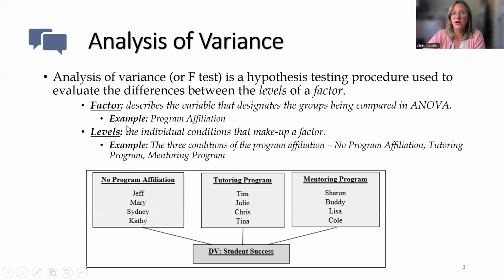And then the levels are the conditions that make up that factor. For example, Jeff, Mary, Sydney, and Kathy are in the no program affiliation. Tim, Julie, Chris, and Tina are in the tutoring program. Sharon, Buddy, Lisa, and Cole are in the mentoring program. So those are the levels that they are within, but all of them are being evaluated on student success. That's the dependent variable that stays the same for all of those. So this is what an analysis of variance would look like. And it could be more than three. There could definitely be five, six, seven, but I'm giving you the example of three in this case.